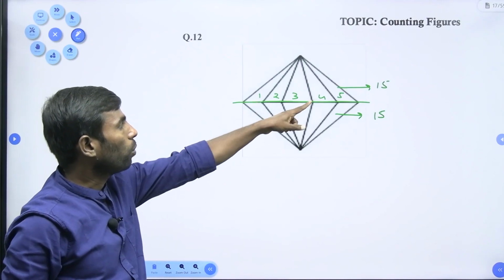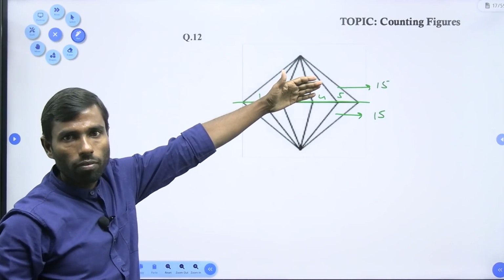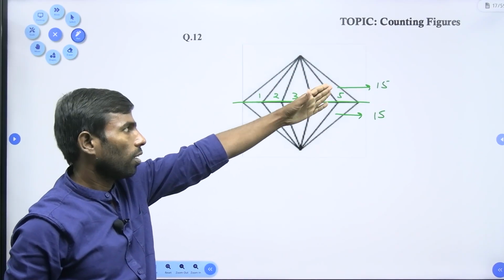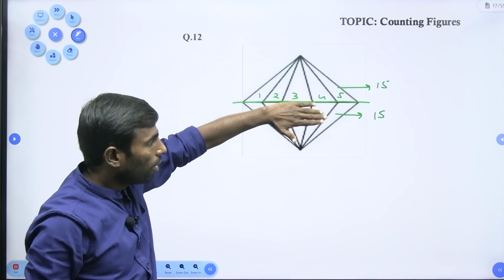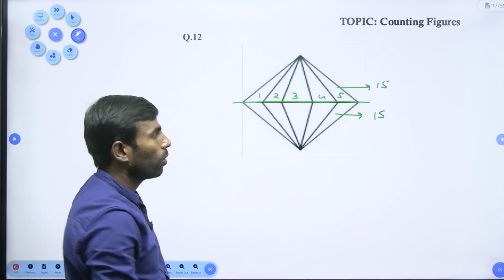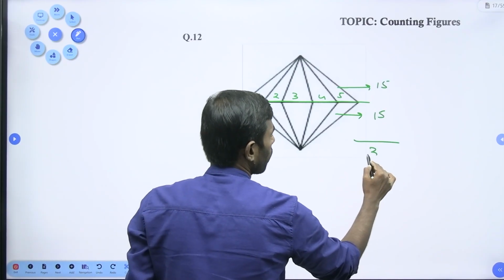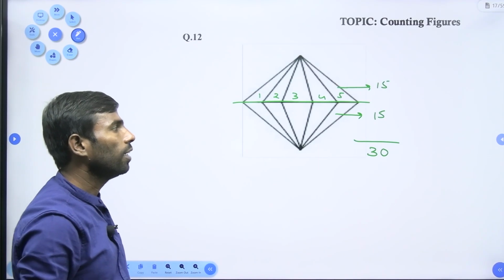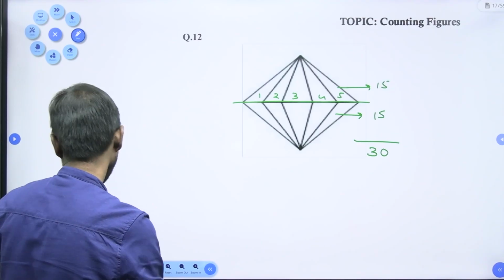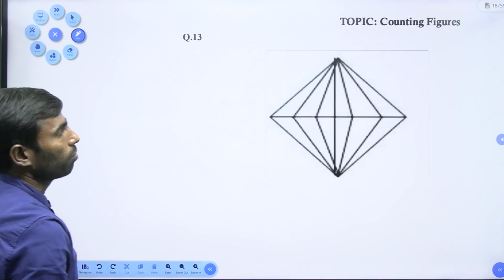In the upper part, there are 5 gaps. You can find the triangles by using logic: 5 into 6 by 2, which is equal to 15. Same for the lower part, 15 triangles. Total how many? 30 triangles. Okay, 30 triangles are there. Now, see the next figure.